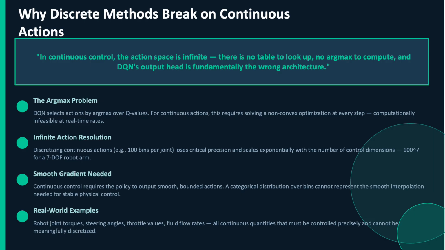So let me be precise about why DQN fails on continuous actions. DQN's policy is to take the action with the highest Q value. In a discrete space with four actions, this is a table lookup. In a continuous space with an infinite number of possible torque values, this requires solving argmax over a of Q(s,a), a non-convex optimization problem that in general has no efficient closed-form solution. You would have to run gradient ascent on the Q network every single step just to select an action, which is computationally prohibitive.